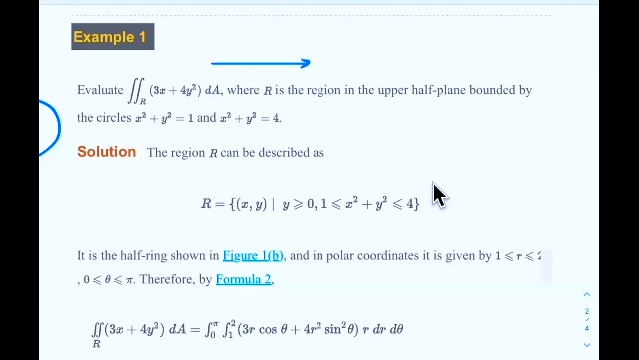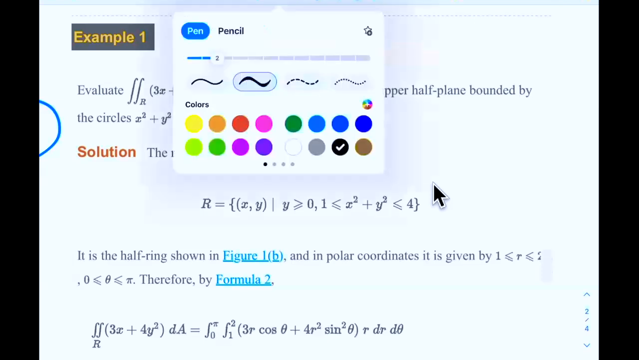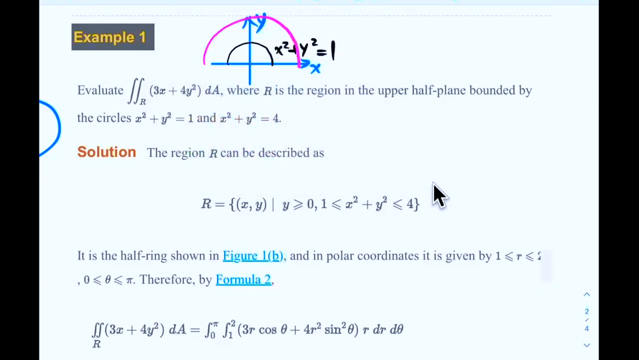So what do I have here? This is the xy plane. This is x squared plus y squared equal to 1, the upper half circle. And x squared plus y squared equal to 4 is the other one, so this is x squared plus y squared equal to 2 squared. And then the region is between them, right? Is this a polar rectangle? Do you think it's a polar rectangle? Yeah, it is, right? Let's write down the polar rectangle over here.